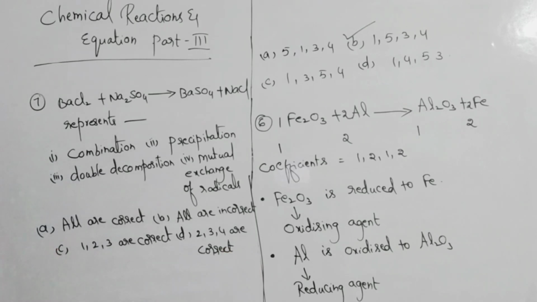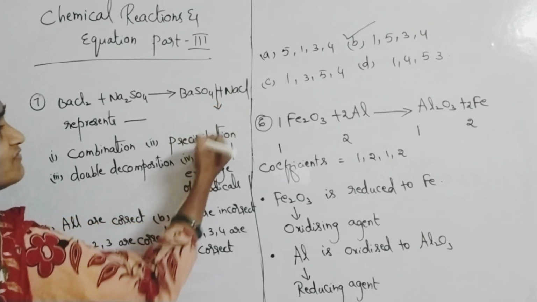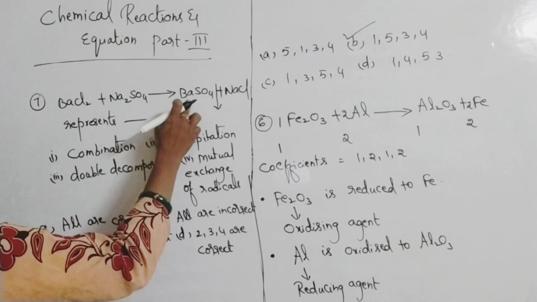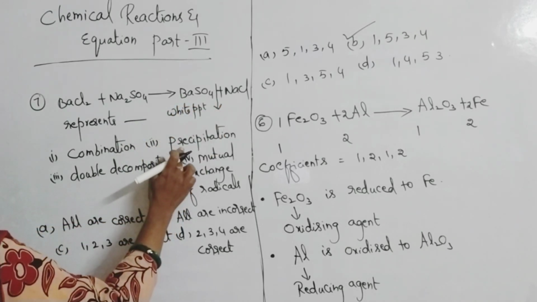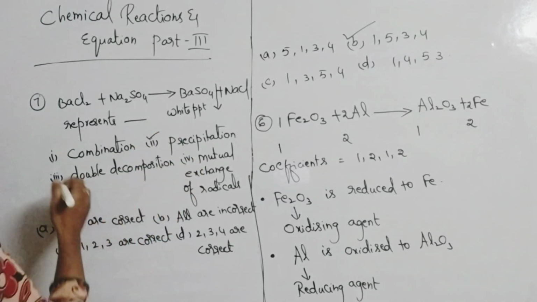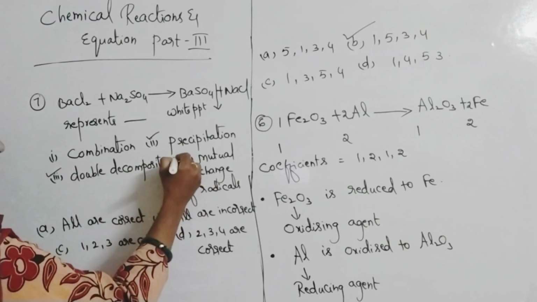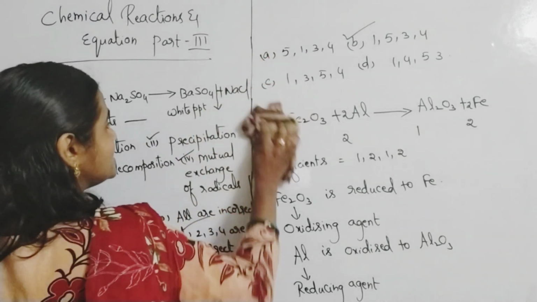Yes, it is a precipitation reaction. BaSO4 forms a white colored precipitate, which we indicate with a downward arrow. So it's a precipitation reaction, and this is correct. Precipitation reaction is a double decomposition reaction, which is also correct. In double decomposition, mutual exchange of radicals happens, so this is also correct. So option D is the correct answer.